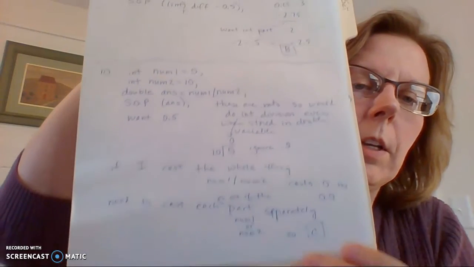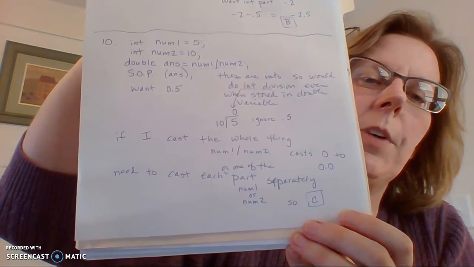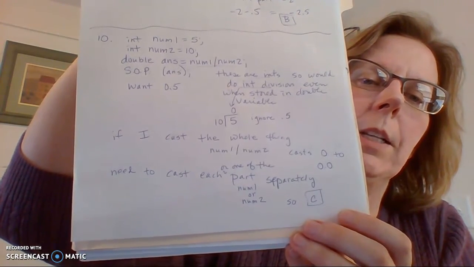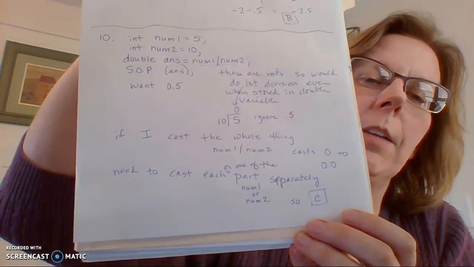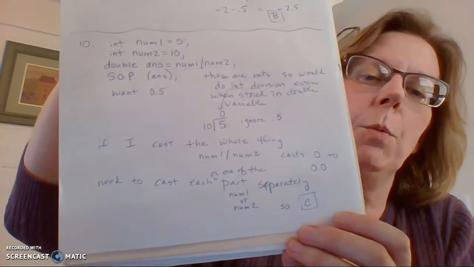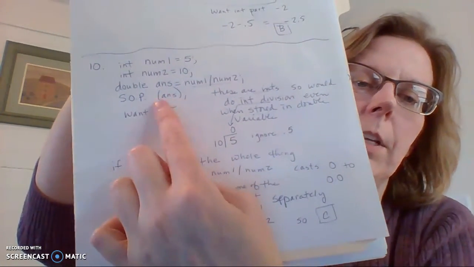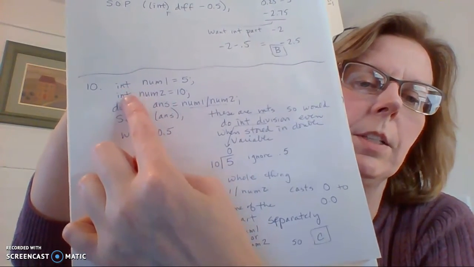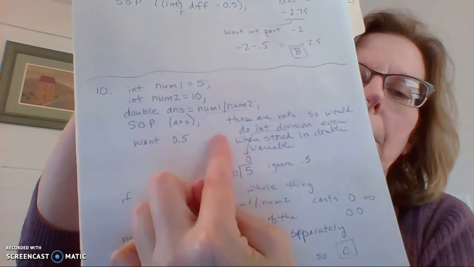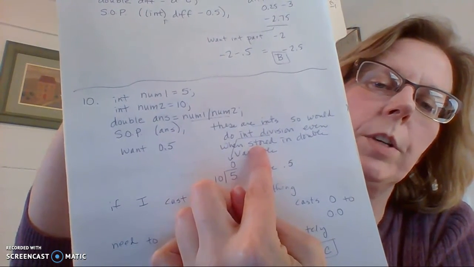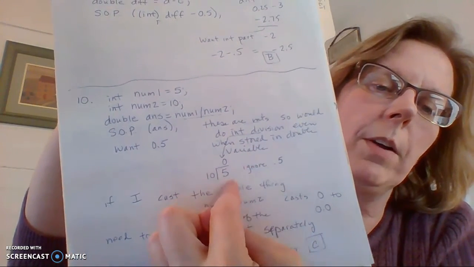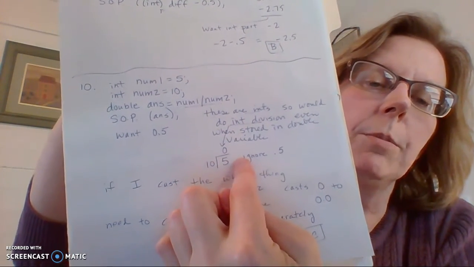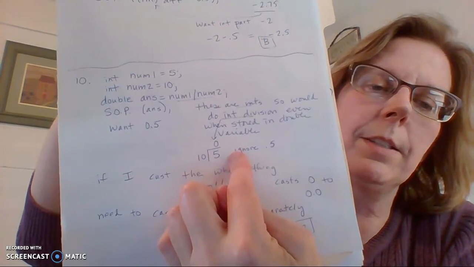Let's see if I can get it all on here. All right, number 10. So num1 is 5, num2 is 10. We're dividing, and then we're just displaying that to the screen. They want a 0.5. Right now, the problem does not work because, again, I have integer division. These are integers over here. And so I want to divide them. And to do that, then I need to do integer division. And so right now I have 5 divided by 10, it's 0. I'm ignoring the 0.5. So it actually does not work as intended.